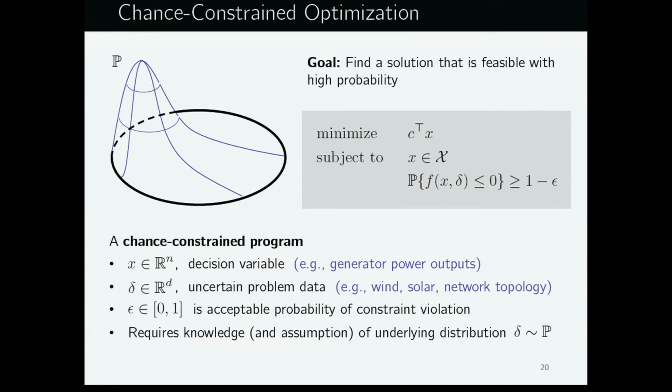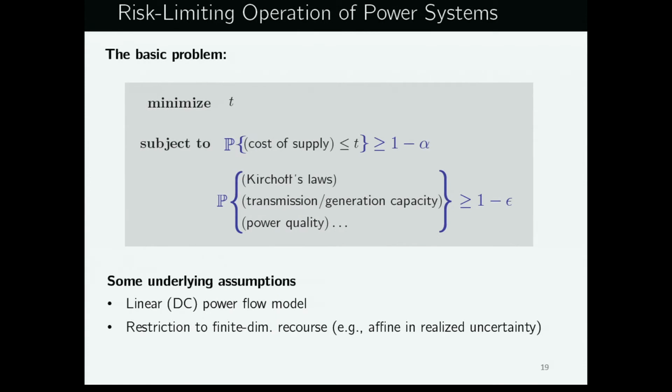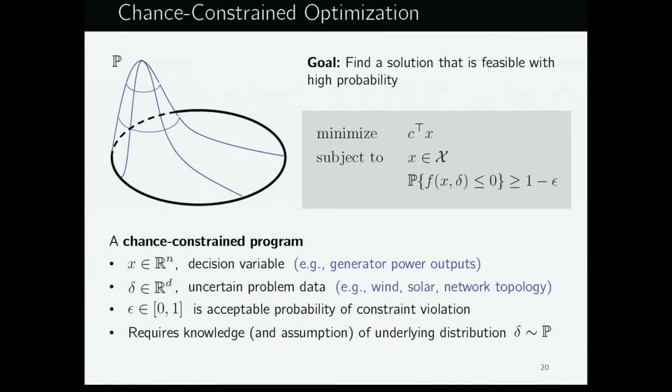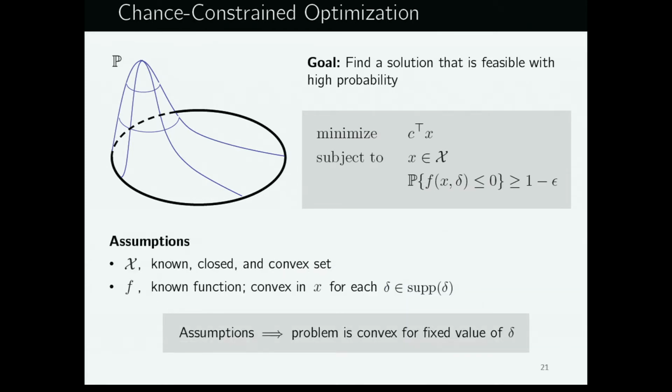You may or may not have a line available to you in real time. Epsilon is this acceptable probability of constraint violation, so you'd like your constraints to hold with probability at least 1 minus epsilon. And so, again, because I've put the problem in epigraph form, it's without loss of generality to assume a linear objective in this setting. So these problems are essentially equivalent under the assumptions that I made below. The solution of this problem requires both an assumption and knowledge of an underlying distribution.